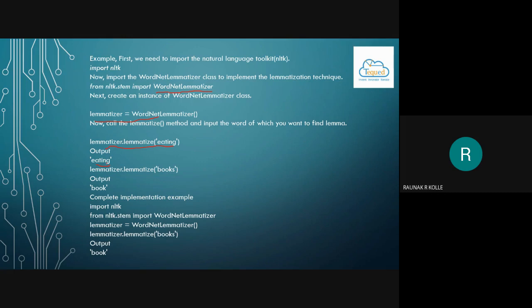Notice how the ending ing is not eliminated by the lemmatizer, whereas it was eliminated previously while using the stemming algorithms. And similarly, we apply lemmatization on the word books, but here the additional S is considered as an extra letter, and the word book is found in the dictionary, hence it is extracted as the lemma.